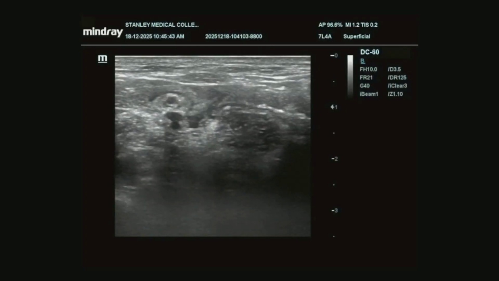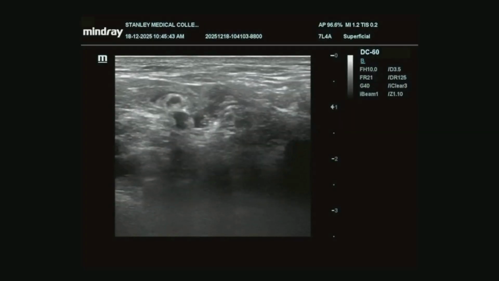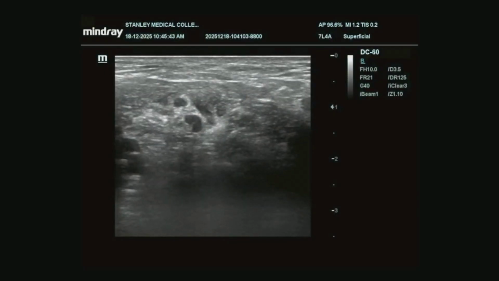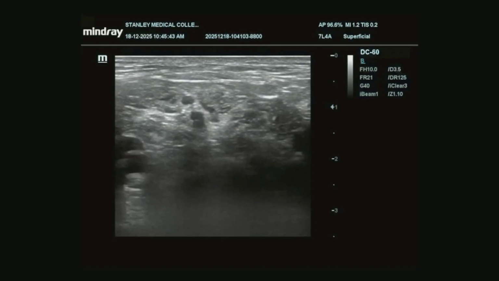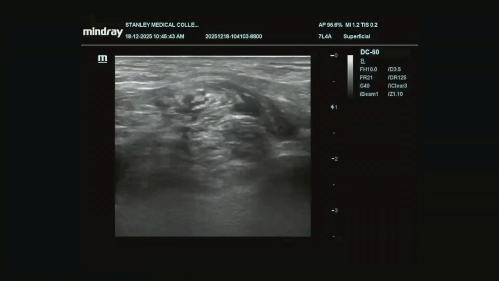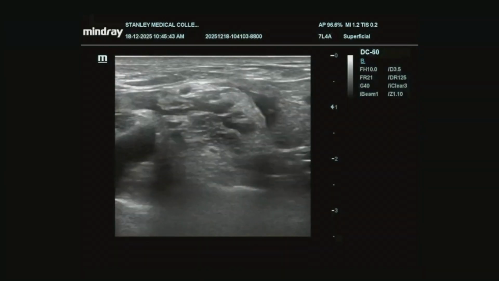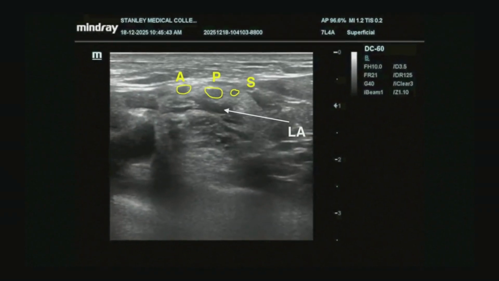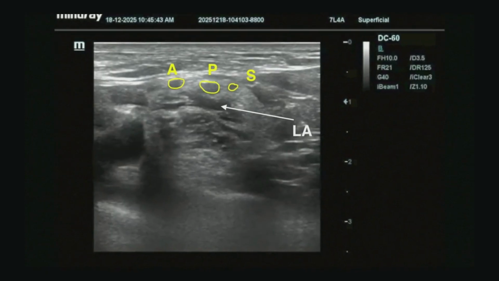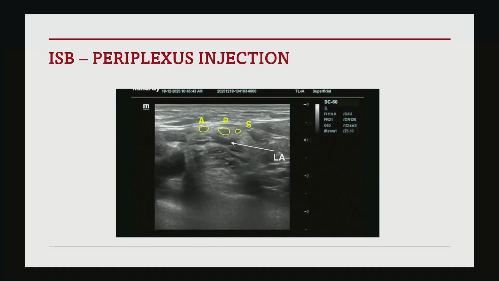Most important is we need to scan to see how the drug has spread. You can see that the C6 is becoming bifid here. As I scan, you see that the drug has nicely spread around, and the three components of the upper trunk, that is suprascapular, posterior and anterior division, are nicely seen. So this is a good injection.